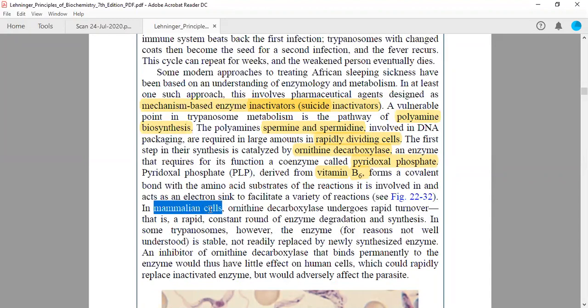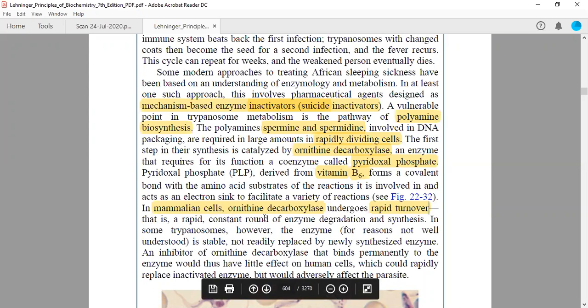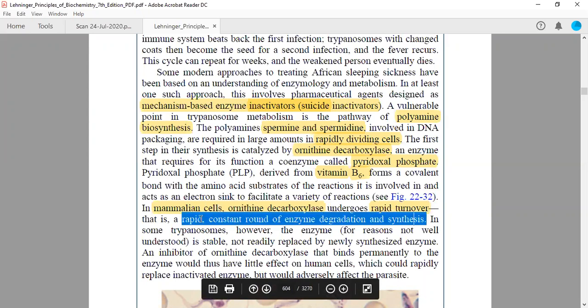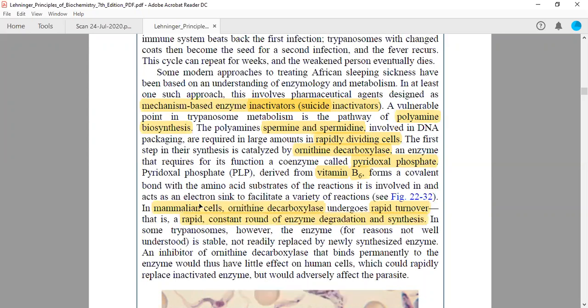In mammalian cells, this ornithine decarboxylase undergoes rapid turnover. Because this enzyme has a very high turnover, do you know what turnover is? It is synthesized very often because it is required in high amount. Turnover is a rapid, constant round of enzyme degradation and synthesis. So it will be degraded fast, synthesized again, and so on. In some trypanosomes, however, this enzyme is stable.